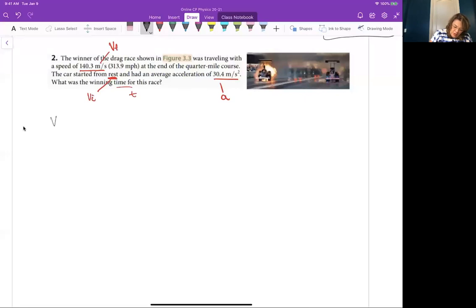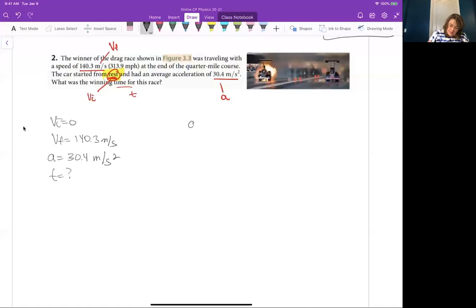So let's go rewrite all of the information they gave me. So I know the initial velocity is equal to 0. This is a very important word. Let me highlight it in yellow. Rest. That means it's not moving. There's 0 velocity. Its final velocity was 140.3 meters per second. They tell me acceleration is 30.4 meters per second squared. All of those units are beautiful. I don't have to do any conversions. I need to be in meters, seconds, and kilograms in this class, remember? Okay, I want to know time.